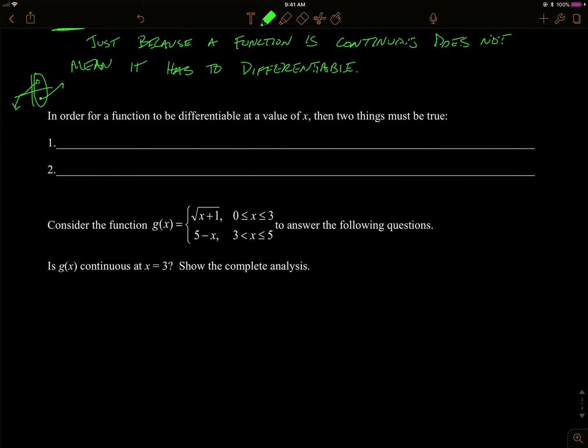So two things have to happen. Number one, the function has to be continuous in order to even have a chance to be differentiable. That's criteria one. f of x must be continuous in order for it to be differentiable at an x value, say a.